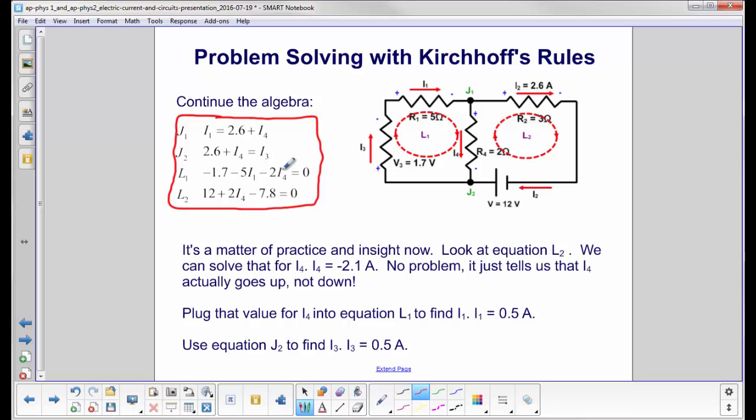It has I1 and I4. I just plug in that value for I4, and I find that I1 is 0.5 amps. And we chose the right direction for that because we got a positive number. Okay, now we want to use equation J2. What is that giving us? Well, we now have I4, we have 2.6, we can find I3. I3 is 0.5 amps.